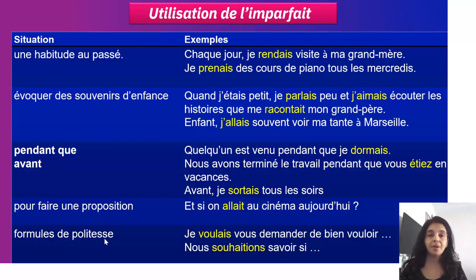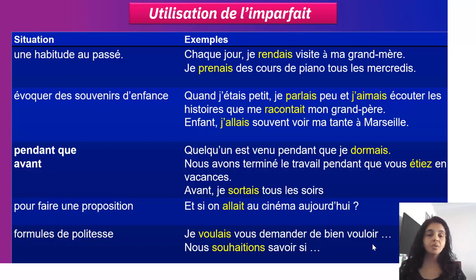Formule de politesse. Imparfait, mainly for polite usage. It's conditionnel which is used, but sometimes we use imparfait also. See in these examples. Je voulais vous demander de bien vouloir. It's an extremely formal way of requesting something of someone. Je voulais vous demander de bien vouloir donner votre extrait de naissance. Par exemple, I request you to please give me your birth certificate. Je voulais vous demander de bien vouloir me donner ou montrer votre extrait de naissance.